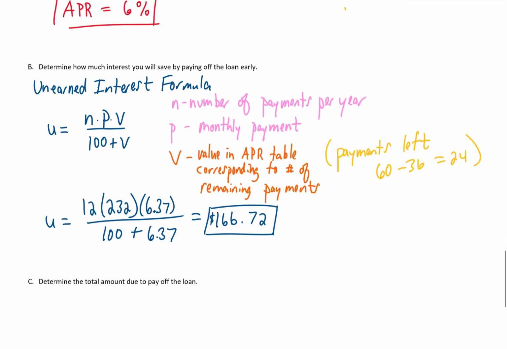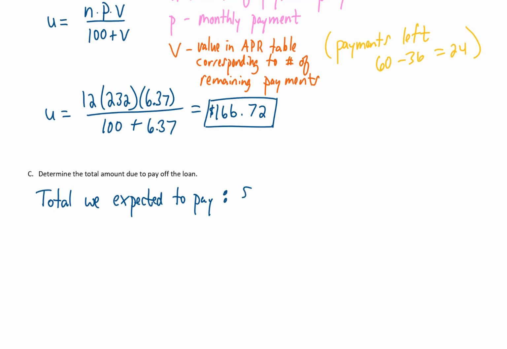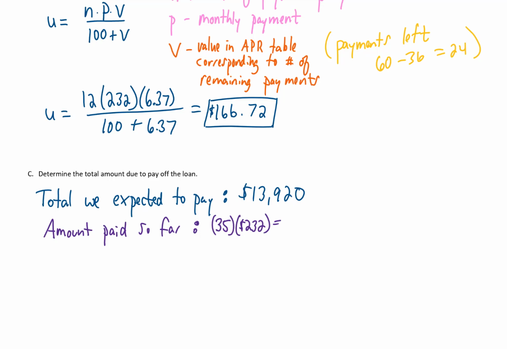For the final question, we're going to determine the total amount due to completely pay off this loan. So instead of making our 36th payment, we're going to pay the total amount due. Well, from the first part of this problem, we found that the total amount of money that we expected to pay for this loan was $13,920. The total amount that we've paid so far for this loan is our 35 payments of $232. So far we've paid $8,120 for this loan. We also know that we're saving $166.72 by paying off this loan early.